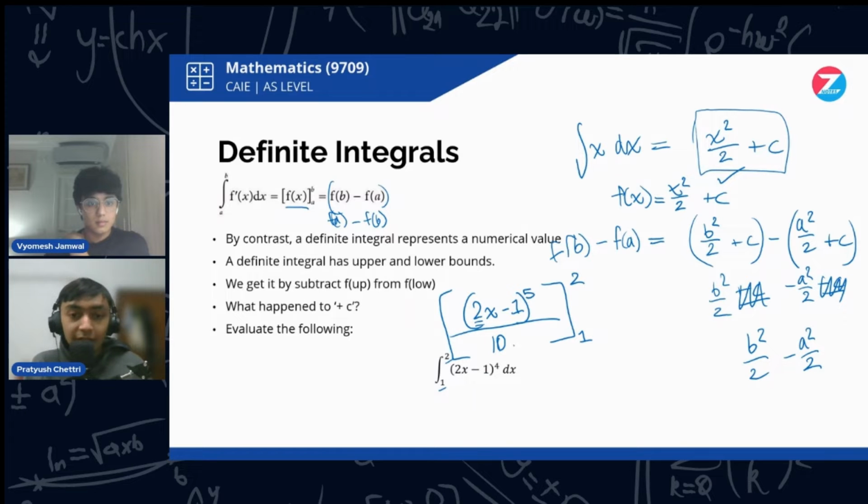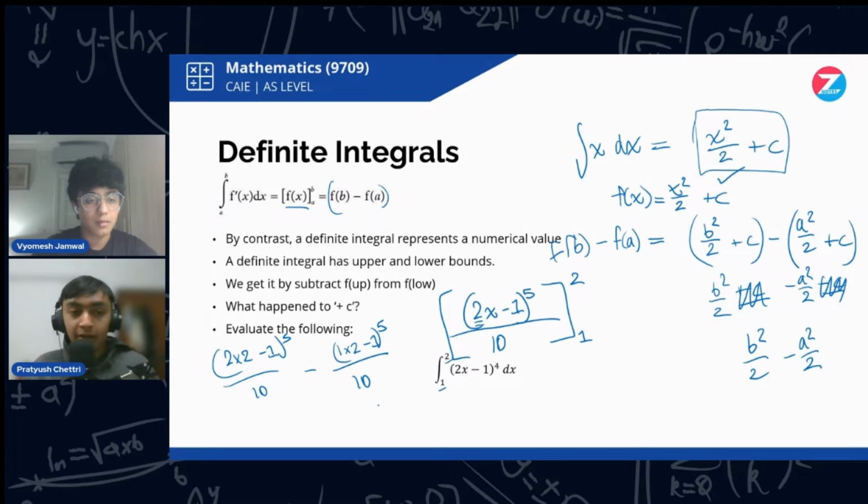Thanks, Vim. Right, so we were solving this in depth. We integrated our function, and we have our bounds here. To get rid of the bounds, we're gonna do F(b) minus F(a), so f of 2 minus f of 1. So I'm just gonna plug in the values. 2 times (2 minus 1) to the power 5 by 10, minus 1 times (2 minus 1) to the power 5 by 10.